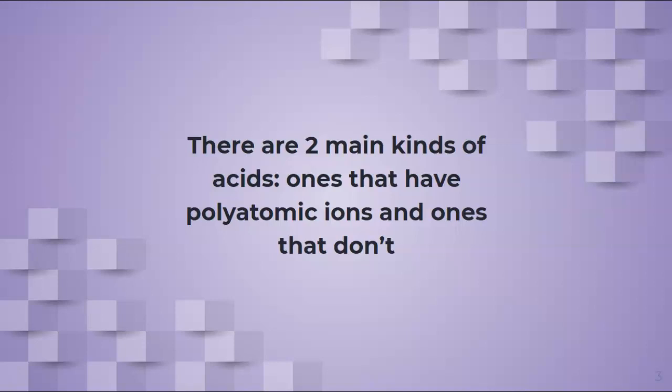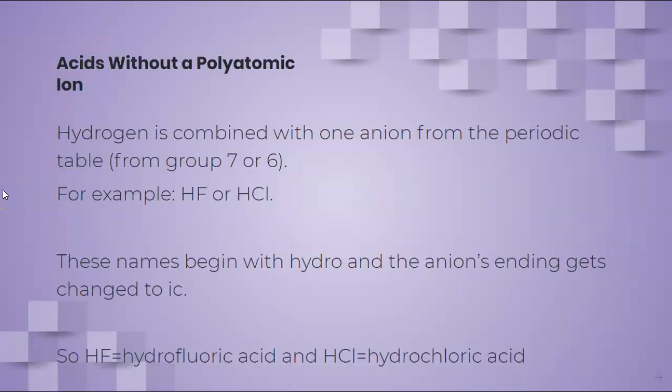Okay, there are two kinds of acids. One is just a hydrogen with something on the periodic table. Another is a hydrogen with a polyatomic ion. Let's start with the acids that are just a hydrogen with something on the periodic table. Remember, our nonmetals are located in the upper right-hand corner of the periodic table. So this is essentially things from group 6 or 7, because the noble gases are in group 8 and they don't like to bond, right? And so basically hydrogen is going to be combined with one of our halogens or something from group 6 or group 7 or maybe group 5, and that's going to be an acid.